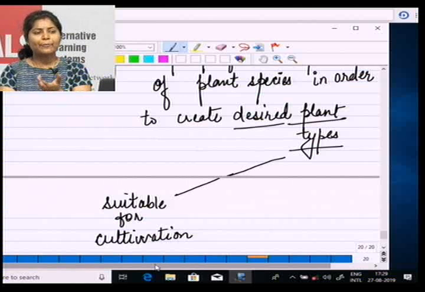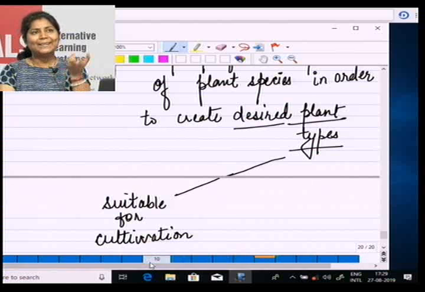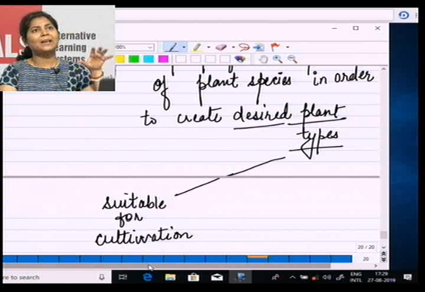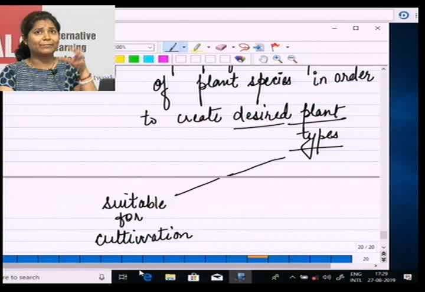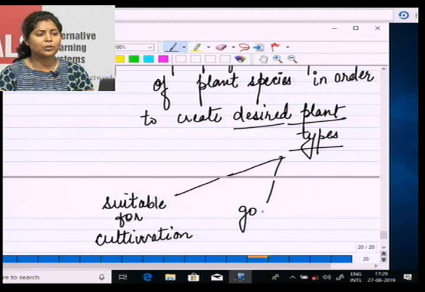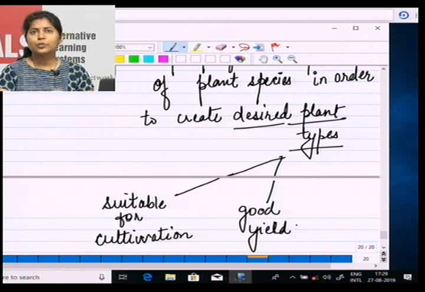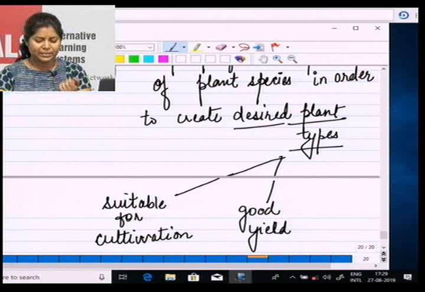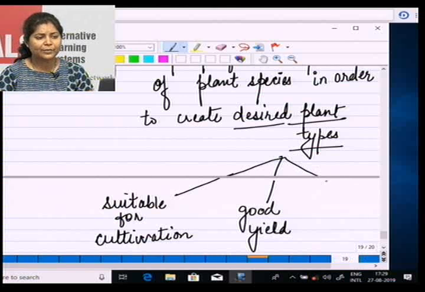So you should be aware of the plant types, that is, whether it is suitable for the particular kind of climatic condition of that area. So, suitable for cultivation. And obviously, what is cultivation? Suitable for cultivation. So if you are doing day and night work, you need what? You need good yield. You need good production. You need good money out of it, isn't it? Because you are putting in very high efforts.